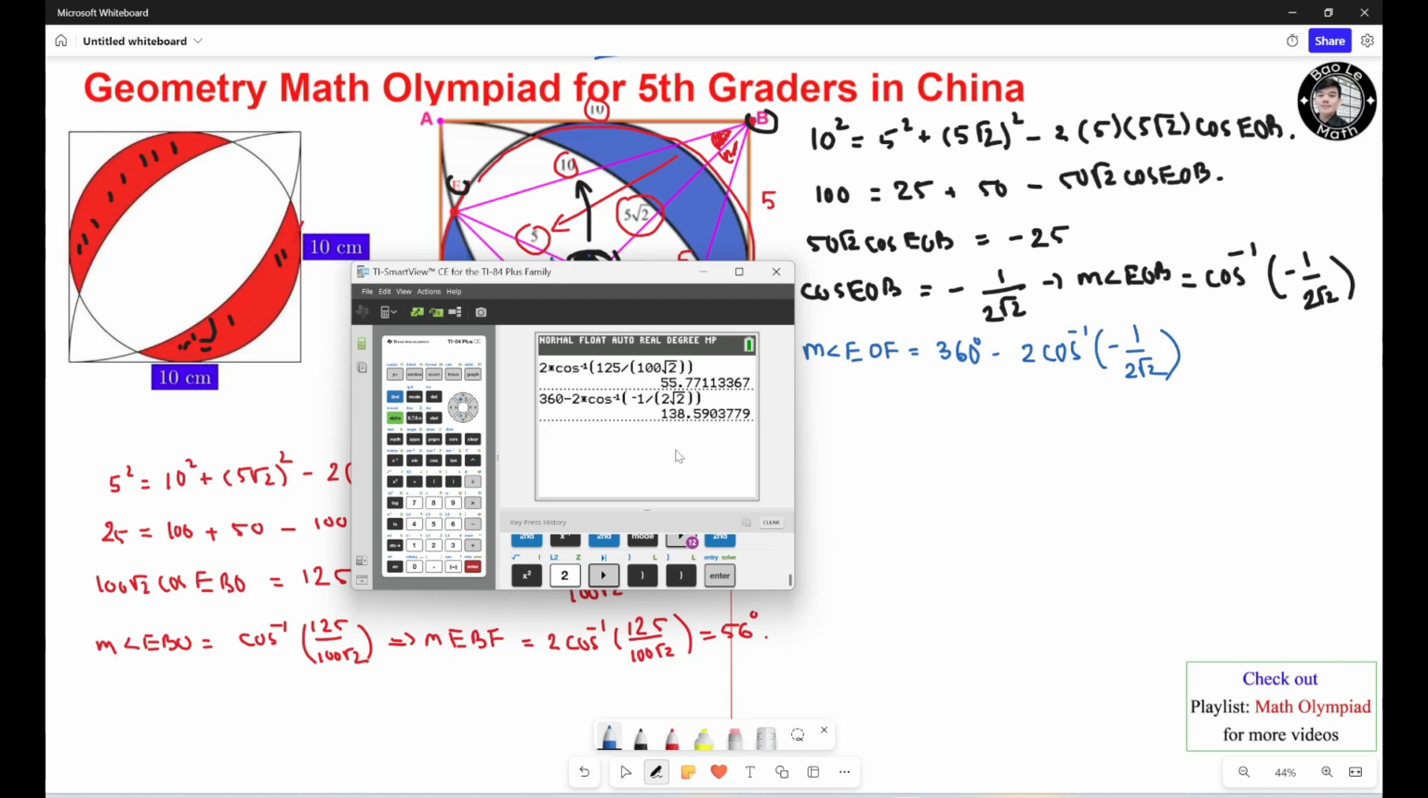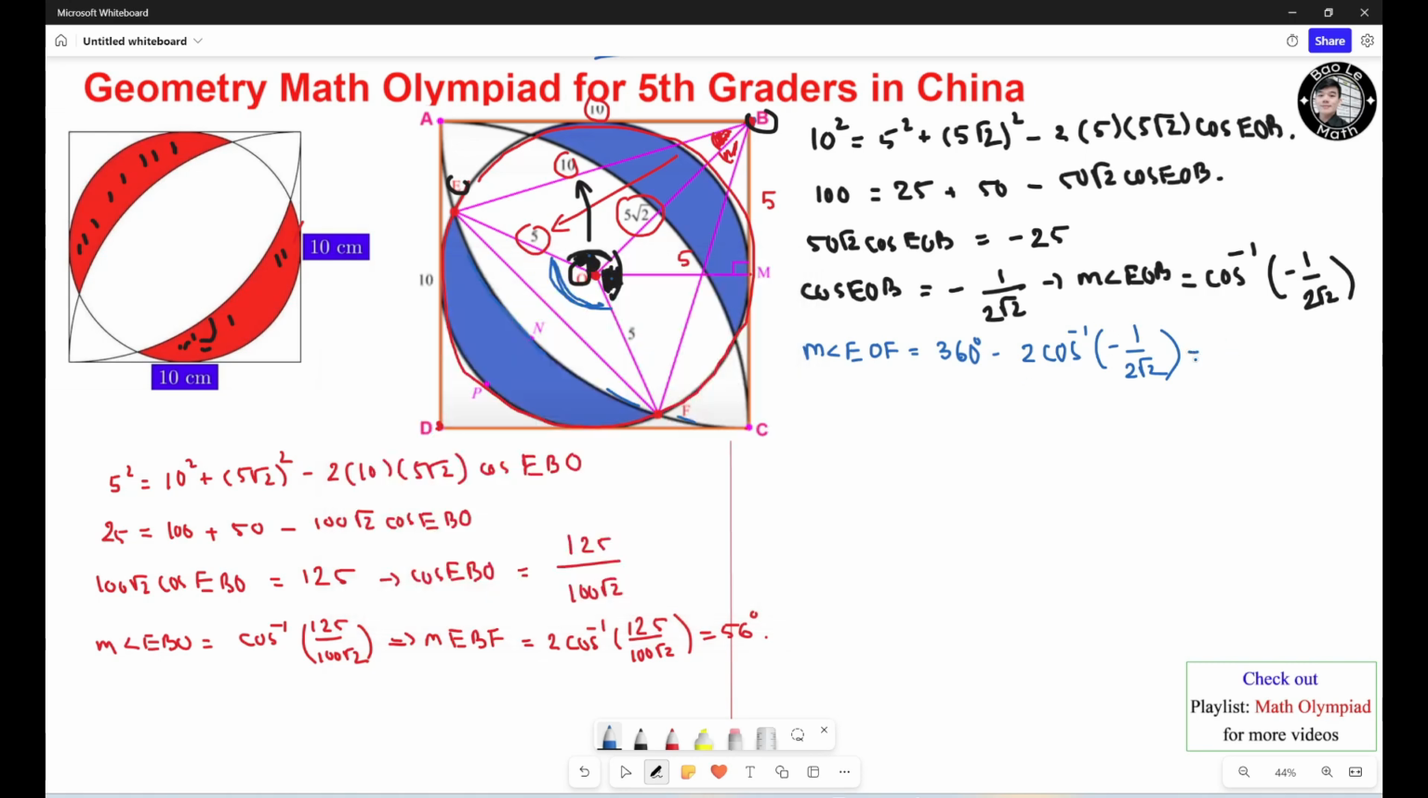All right, so it's roughly 138. So it's going to be 138 degrees. All right, so the measure of this angle is going to be 138.